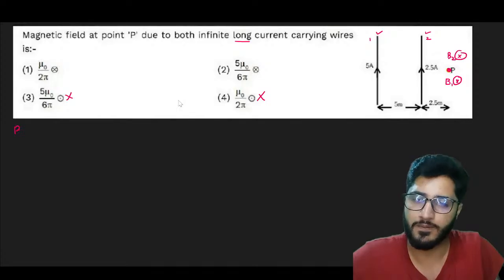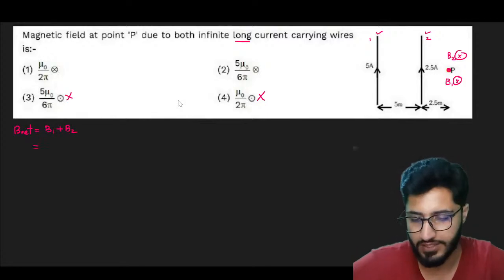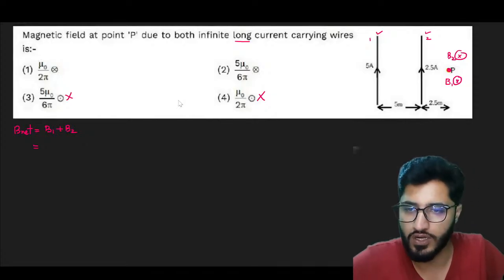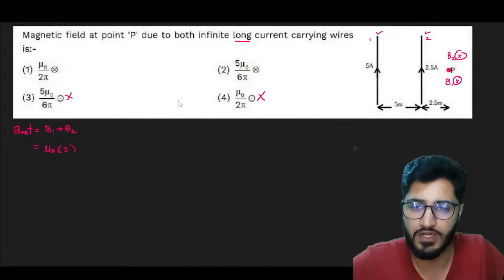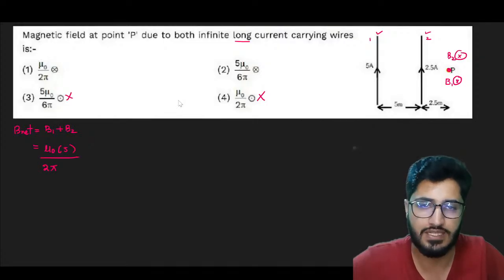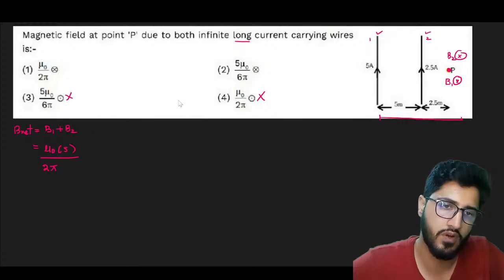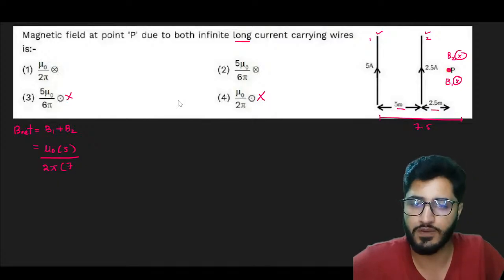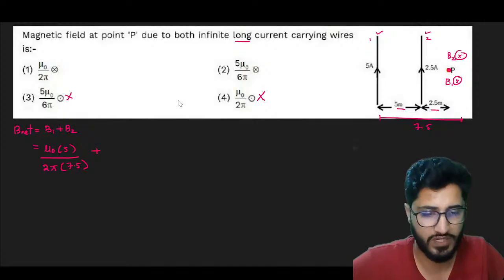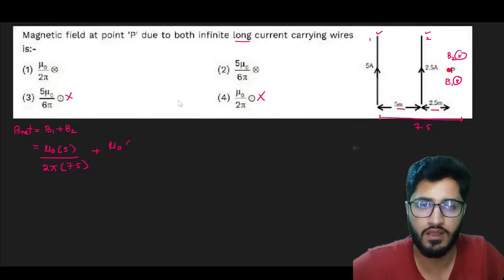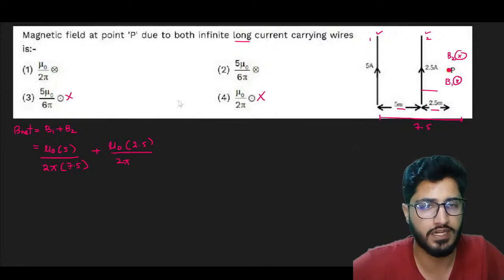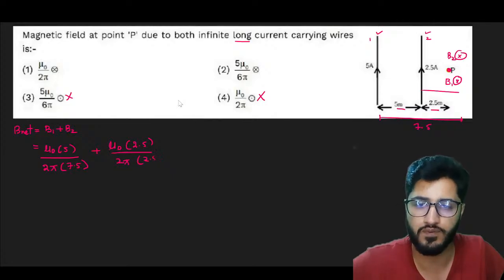So my B net in this particular case, I will write as B1 plus B2. What is B1? Simple. It is mu naught I by 2 pi d. First case, I is 5 ampere, divided by 2 pi d. What is d? I guess d for the first wire is this one: 5 plus 2, it is 7.5. Plus B2. What is B2? Mu naught times 2.5, whole divided by 2 pi d. From this one, it came out to be 2.5.